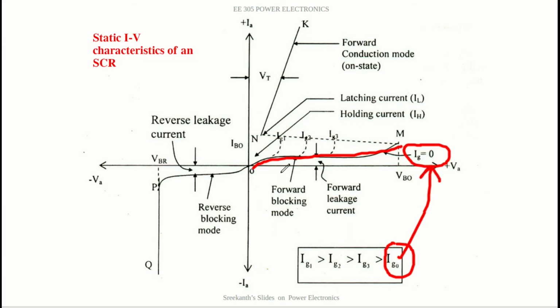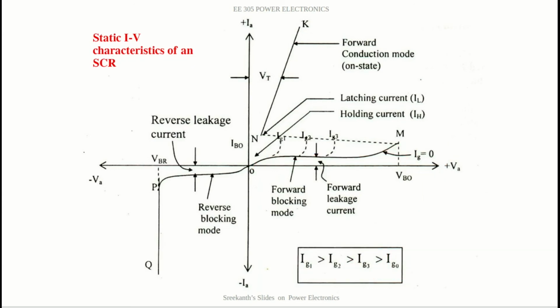But the moment you apply a gate current, that is, you are actually closing the switch S, you can see that IG3 is lesser than IG2, which is lesser than IG1, which means that IG1 is the largest gate current, IG2 is slightly smaller, IG3 is even smaller. So if we apply various values of current, how do you control various values of current? I've explained. We have a variable load in that diagram.